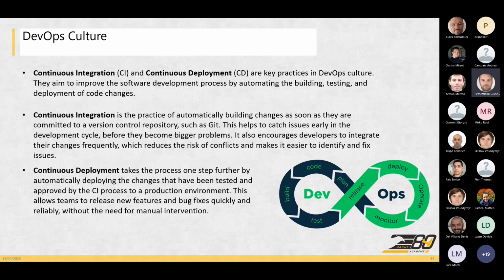It's important because this allows teams to release new features and bug fixes quickly and reliably without the need for manual intervention. Typically, with manual intervention, it's possible to have some problems or errors. The use of continuous deployment reduces this error level.